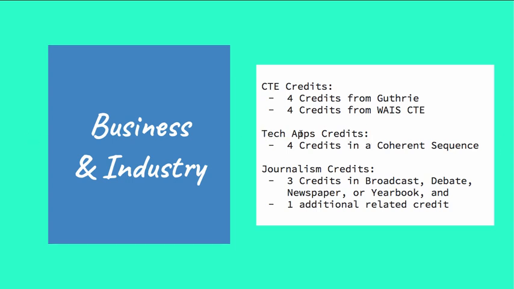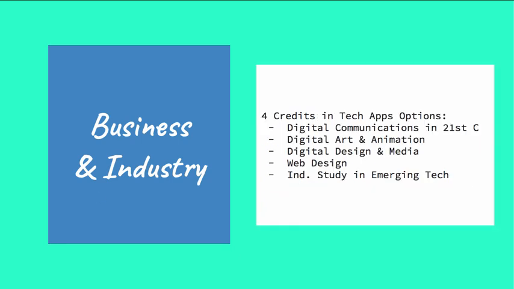You could earn them through the tech apps classes, and we'll go over that in a little bit more. Journalism, when we do have it on our campus, is another way to earn it. So 3 credits in one of these specialties plus 1 more in another credit, because there's only 3 levels for each of these, right? So you'd have to get that 4th one somewhere else.